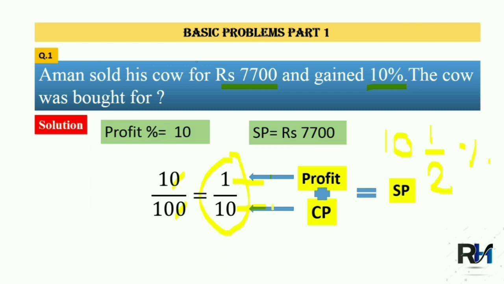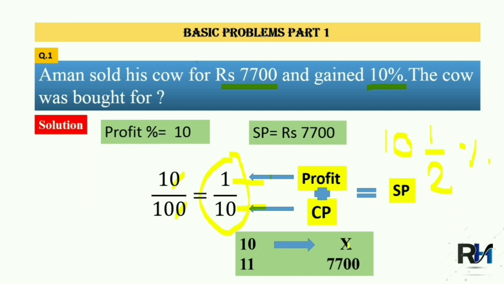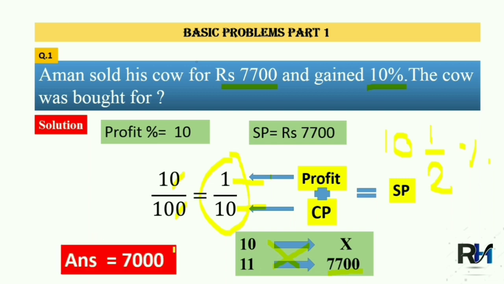Now generally we have to apply the same concept as I taught you in the first lecture. So here 10 is equal to x. We will consider 10 as x, as we don't know the value of CP, and 11 as the SP, as we know the value of the selling price of the cow, which is 7700. After doing the cross multiplication, we will get the answer, that is 7000.